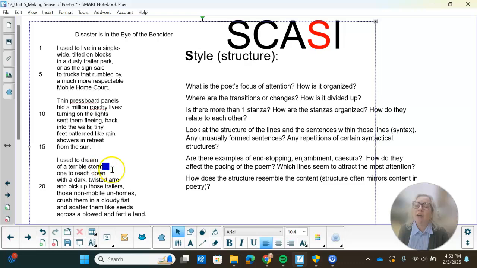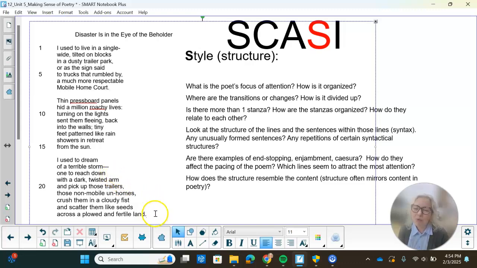And then we also have this hyphen, double dash, em dash, call it what you will. It's a long hyphen, and it is showing that there is either a break or that we're talking about a phrase separate from the main structure of the sentence. And it usually shows an informal tone. And so this one is talking about this dream, right? The terrible storm. It's one to reach down with a dark twisted arm and pick up those trailers, and so on. So it's telling us more about the dream of a terrible storm.